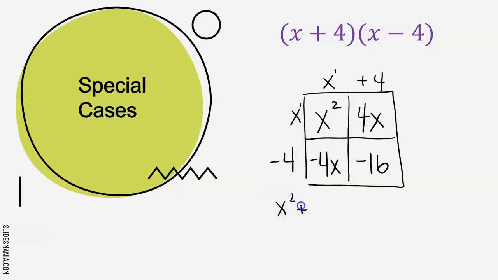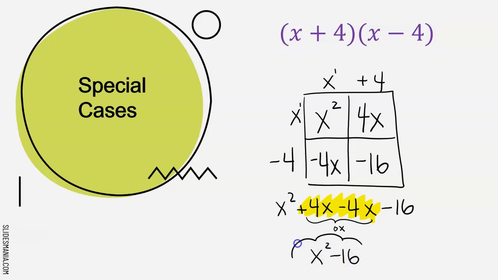You'll notice when I add together all of my terms, something interesting happens, and it happens right here. When I have a 4x minus 4x, those actually cancel out or add to 0x. You do not have to write 0x, so usually we just leave it out and we write x squared minus 16. This is called the difference of squares, and it's just a situation where your two middle terms end up canceling.